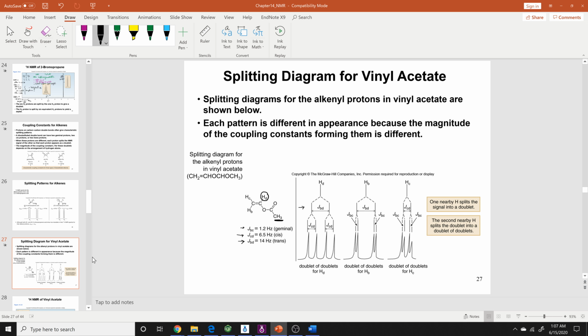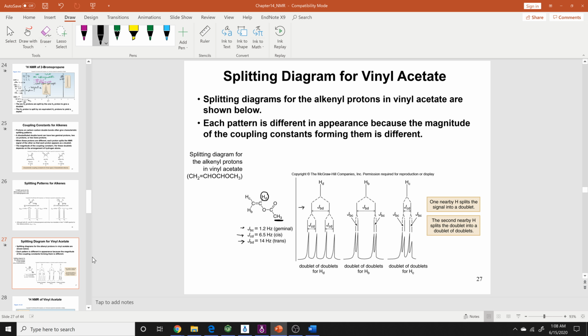Now each of these peaks will be split into 2 other peaks, because proton D will also be split by proton C. Proton C will split each of these 2 peaks into another doublet. This is the coupling constant of CD. The coupling constant of CD cis is going to be less than that of the trans. See the distance in there? So you're going to see a doublet of doublets in this case for the coupling constants JCD and JBD.